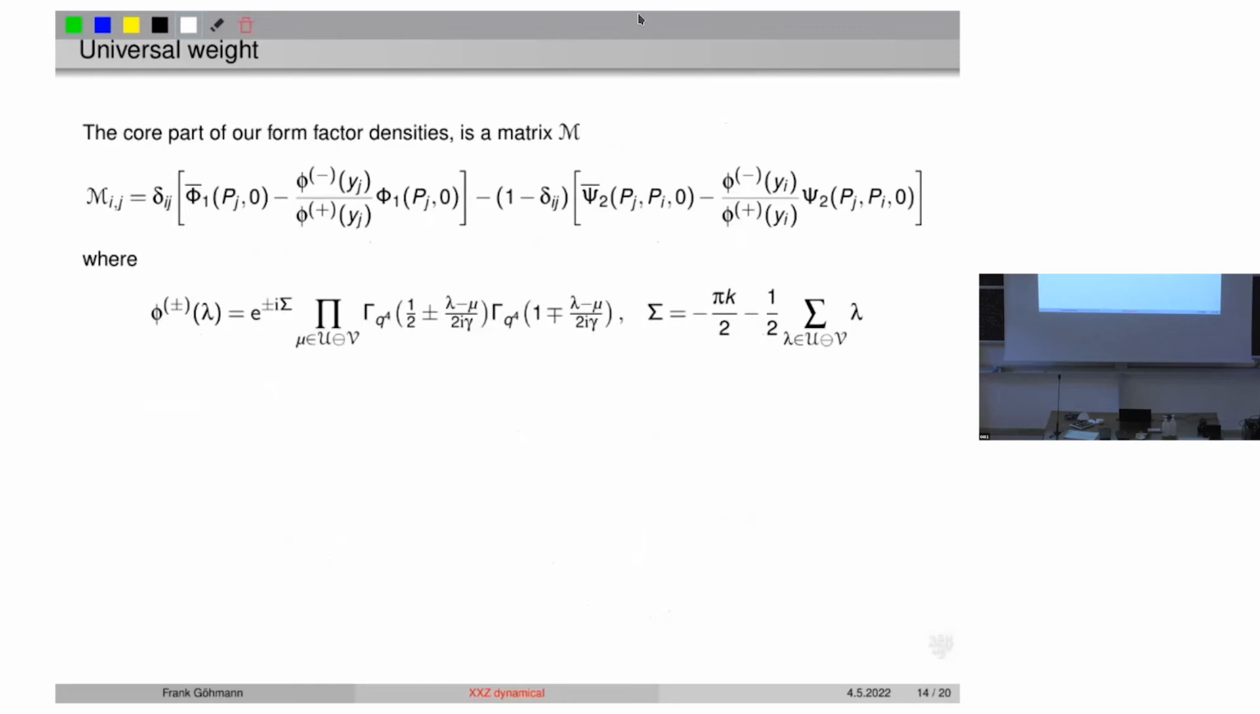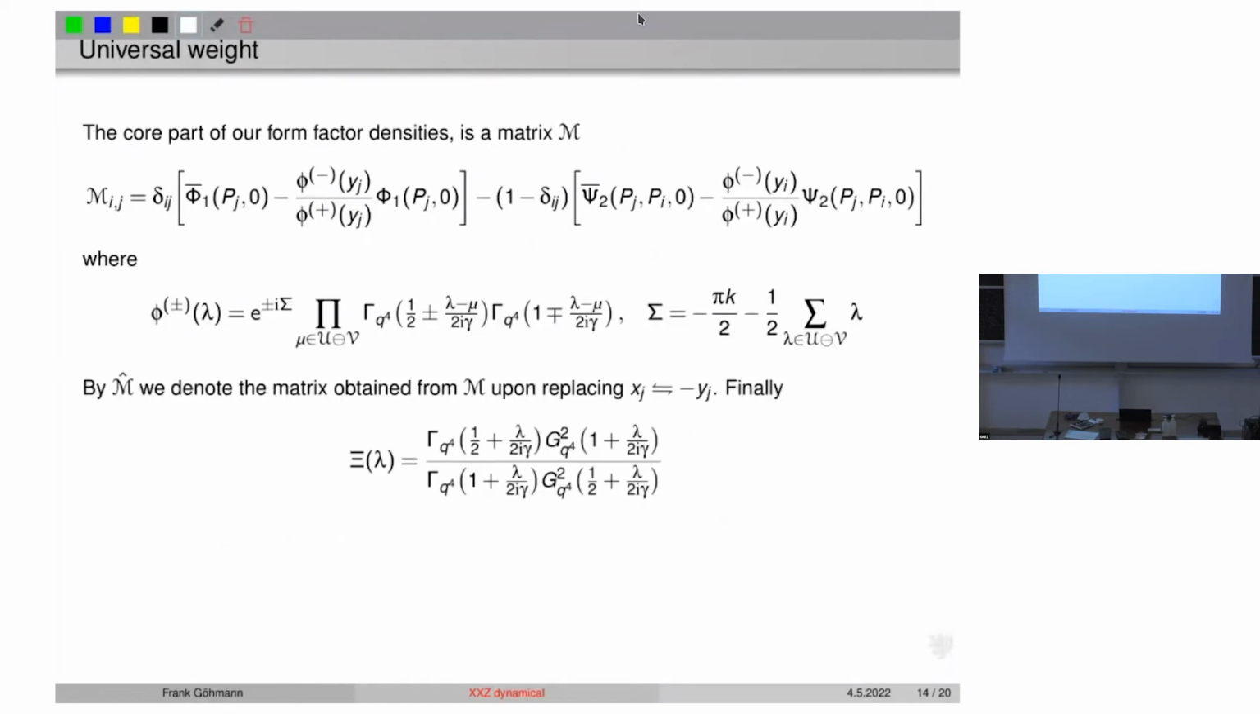Then here's the core part of our formula for the universal weights. It's a finite matrix with matrix elements. On the diagonal, they are combinations of this phi1 function and phi1 bar, and off diagonal of the psi. And there is another factor here, which is just a product of Q gamma functions. Sigma is the sum of differences of particle and hole rapidities. Then m hat is obtained by replacing xj by minus yj and vice versa. And there's another function psi, which is again a ratio of Q gamma and Q Barnes functions.